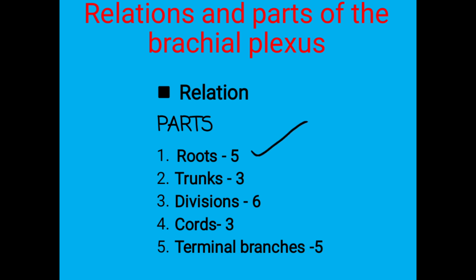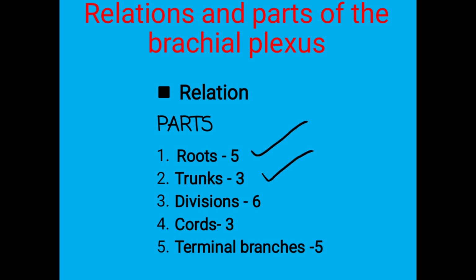Number 1, we have the roots. I mentioned that the roots of the brachial plexus are C5, C6, C7, C8, and T1. They are 5 in number. The roots are seen in relation to the scalene muscles. They are seen between the scalene muscles.